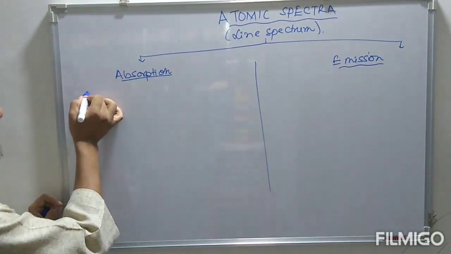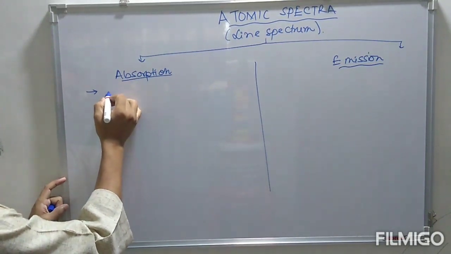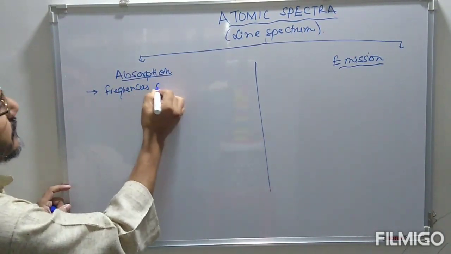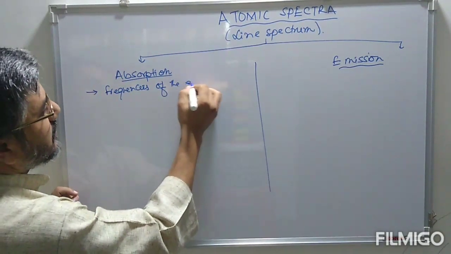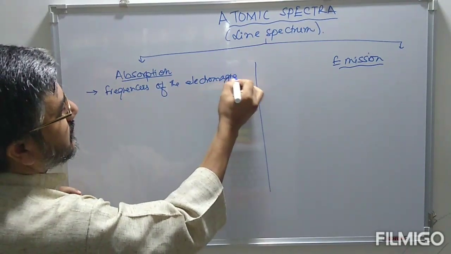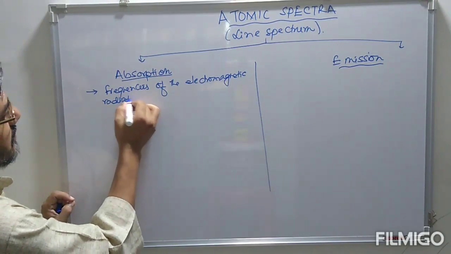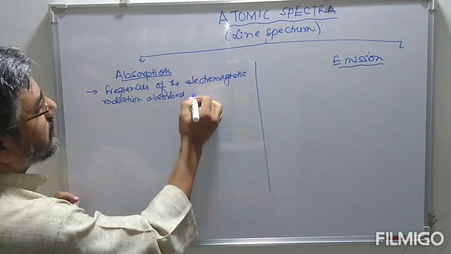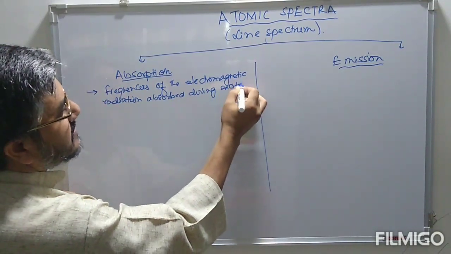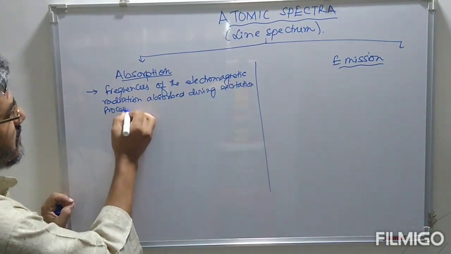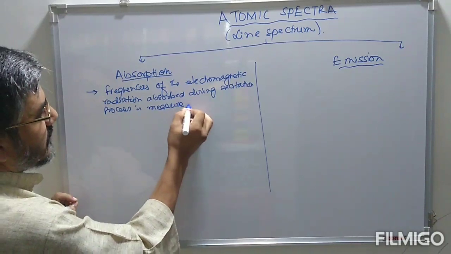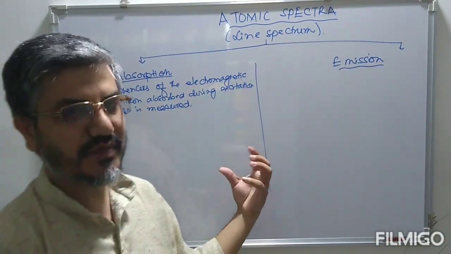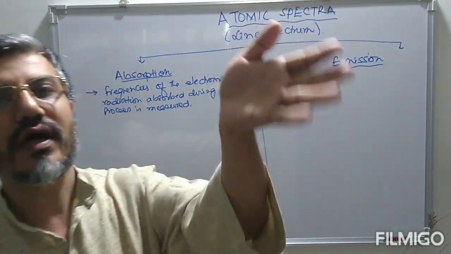Now, in absorption spectrum, frequencies of the electromagnetic radiation absorbed during excitation process is measured. So here we are measuring the frequencies or the wavelength of those electromagnetic radiation which are being absorbed by this species for excitation of electrons from lower level to higher level.